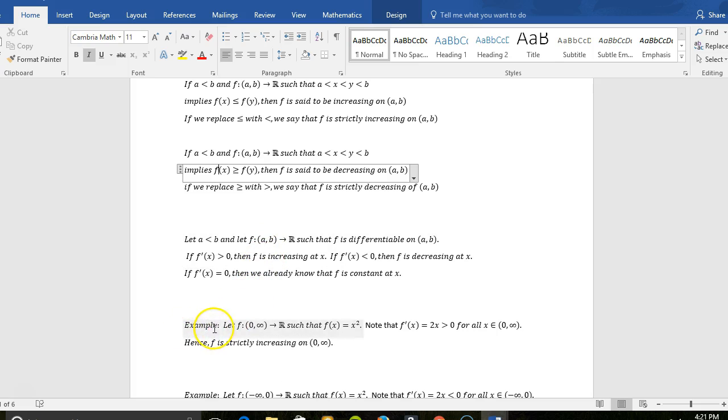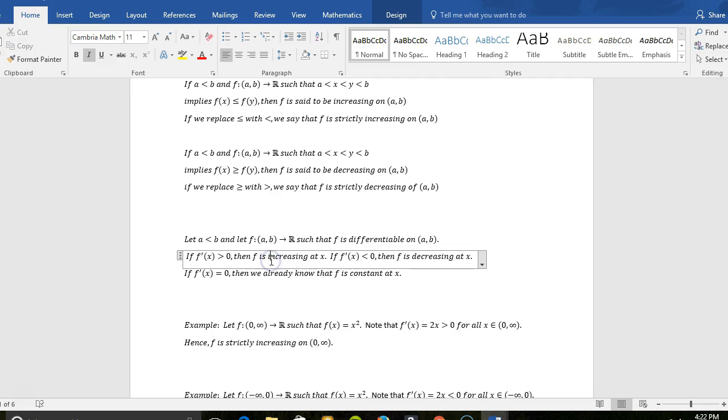But anyway, example, let f be a function from the open interval 0 to infinity to r such that f of x equals x squared. Note that f prime of x equals 2x, which is greater than 0 for all x in 0 to infinity, because if x is in the positives, then 2x would be positive. So f prime equals 2x would be greater than 0. Hence, because our derivative is positive, by this comment right here, f would be increasing. And in fact, it would be strictly increasing because f prime is greater than 0, hence f is strictly increasing on 0 to infinity.